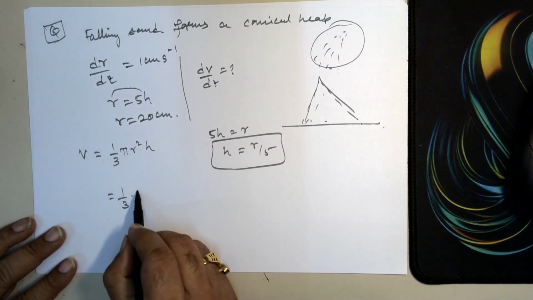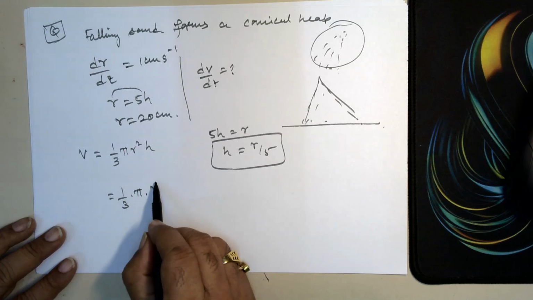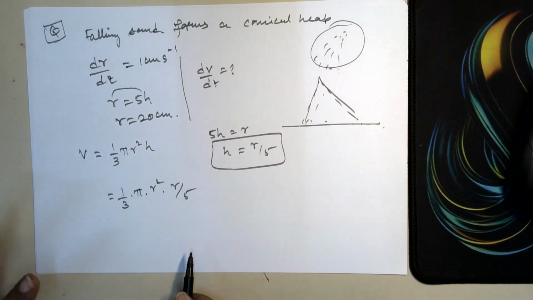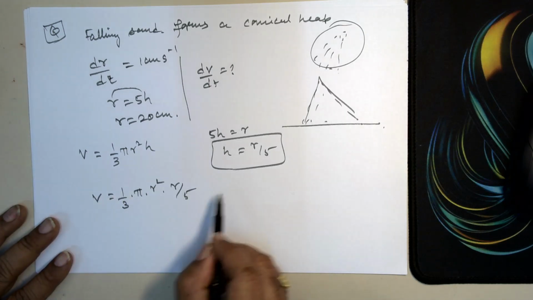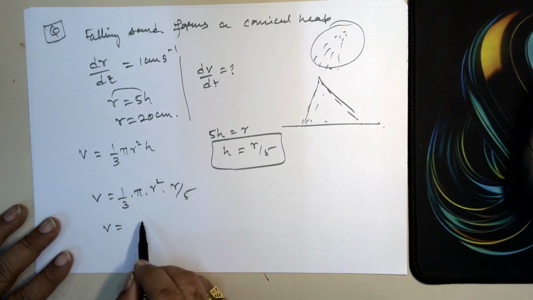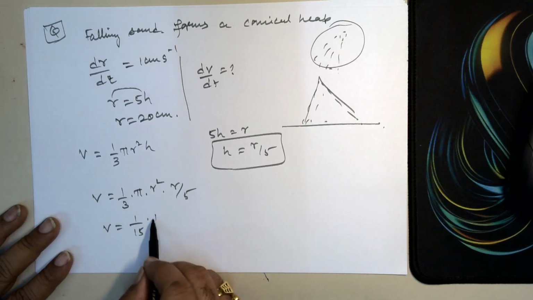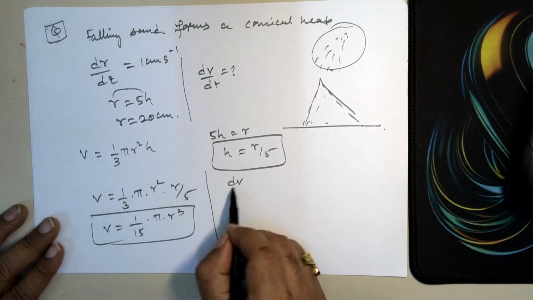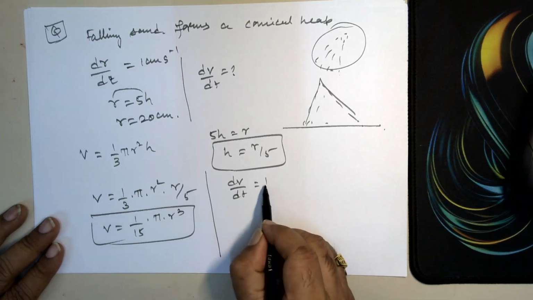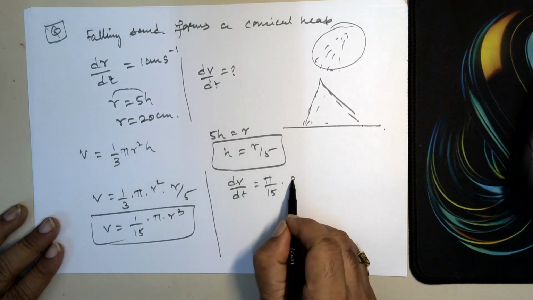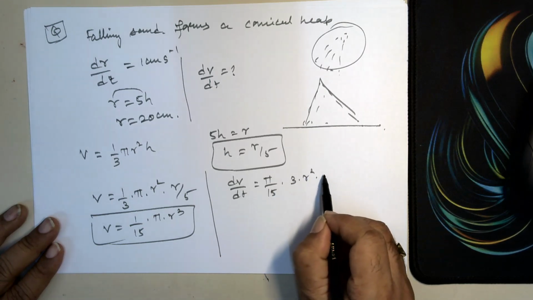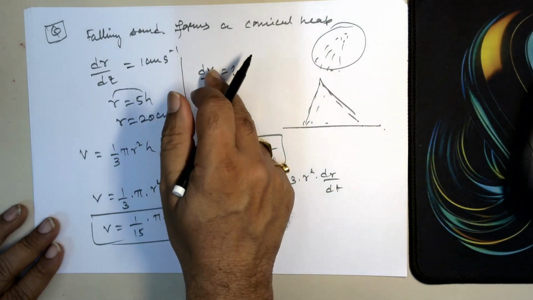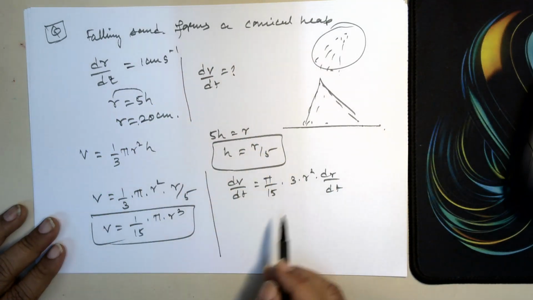So 1 by 3 pi. Instead of r squared, you put r squared. Instead of h, you put r by 5. Right? Okay, so V is equal to this. That is V is equal to how much? 1 by 15 into pi into r cube. Now this is differentiated. So dV by dt is equal to, you have got pi by 15 as constant. Now you have got 3 r squared into dr by dt.